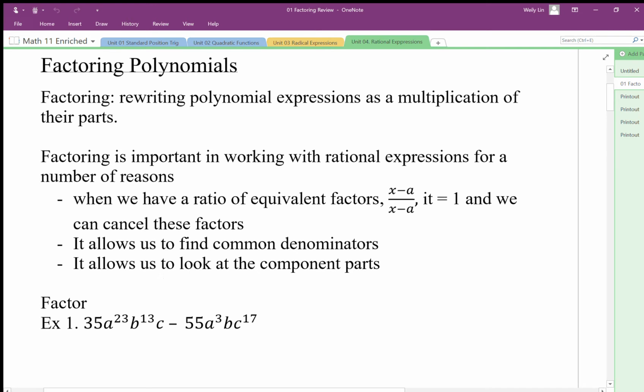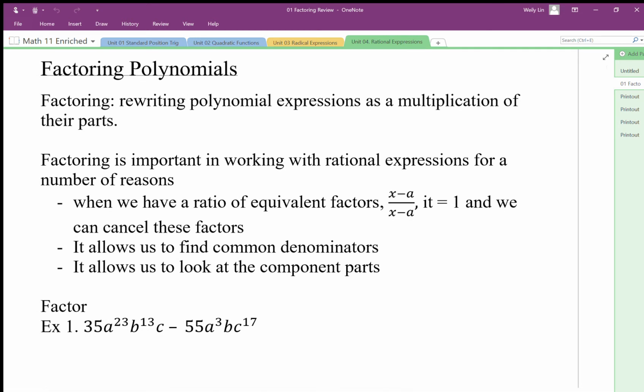So factoring is basically rewriting an expression as multiplication of multiplication parts, okay, or the factor parts. So it's very important that we are able to factor when dealing with rational expressions, because when we have a rational expression, we are able to undo a times on the top with a divide on the bottom, and they will cancel out. They will undo each other regardless of whether it's an algebraic expression or a number. They will undo each other and it will equal 1.